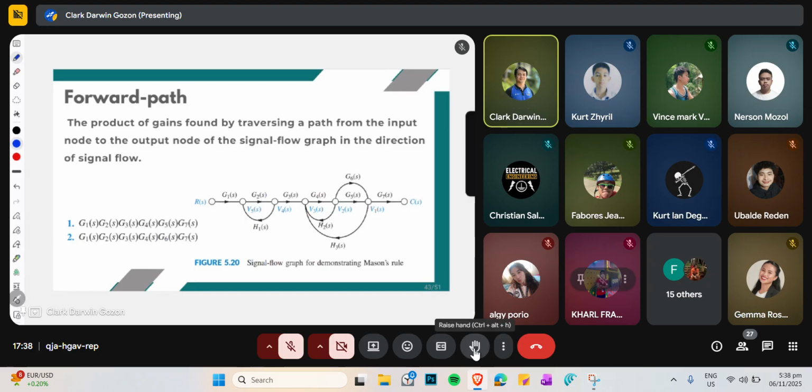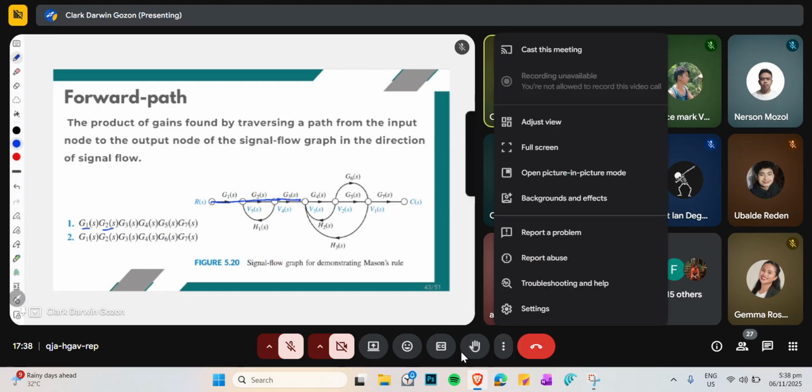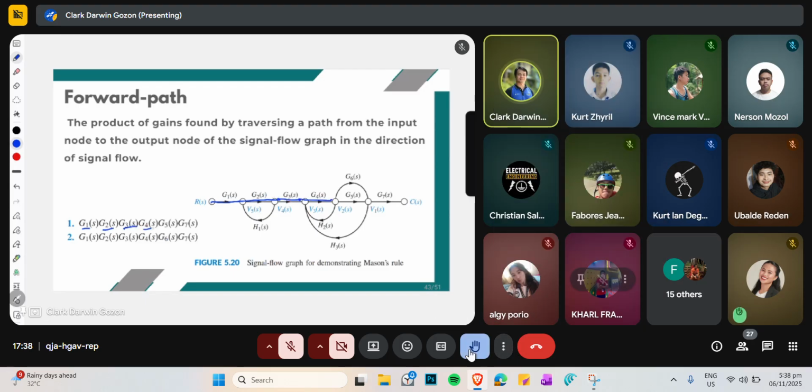Meaning pa-straight lang siya padulong sa tumoy. So pila ka buok ang dalan padulong sa tumoy. So here we have G1, G2, G3, G4, G5, then G7, abot na rin siya sa tumoy. So isa na siya ka forward path.